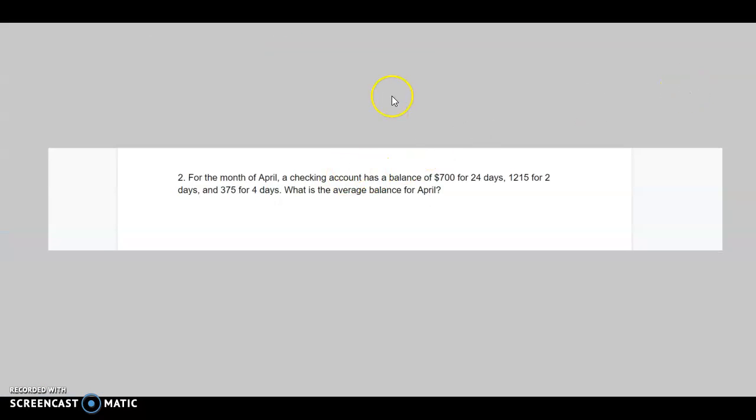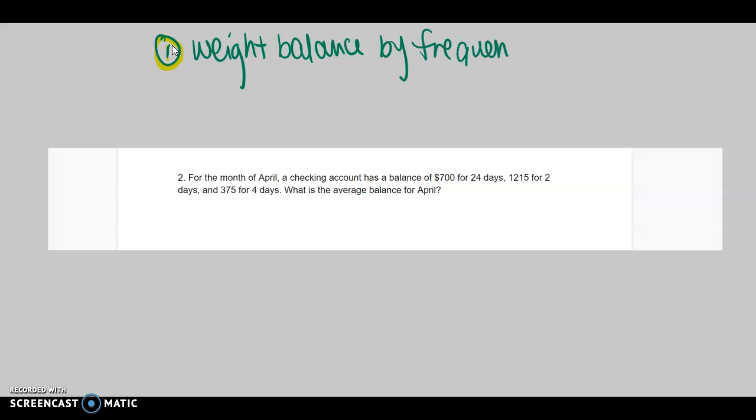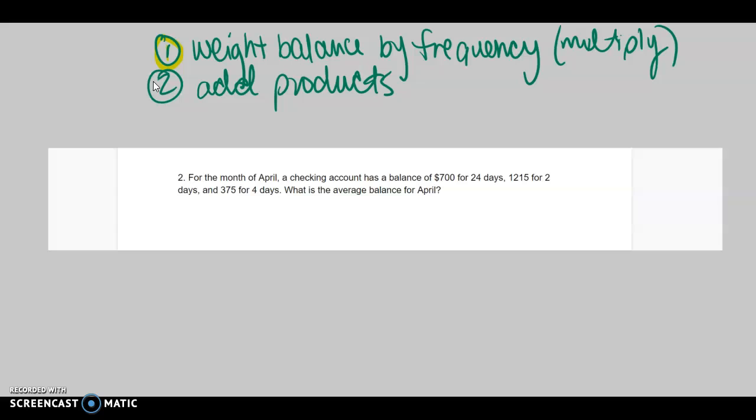Same thing. So you're going to multiply. Okay. You're going to weight the balance by the frequency by multiplying. You're going to add the products. And then we'll see if we have to divide. For the month of April, a checking account has a balance of $700 for 24 days, $1,215 for 2 days, and $375 for 4 days. Excuse me. What is the average balance for April?